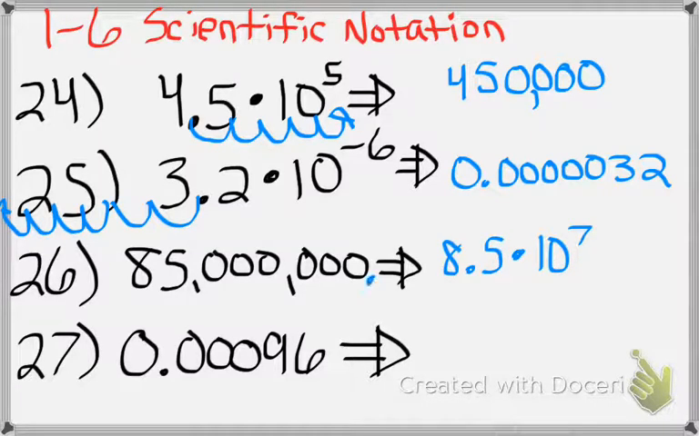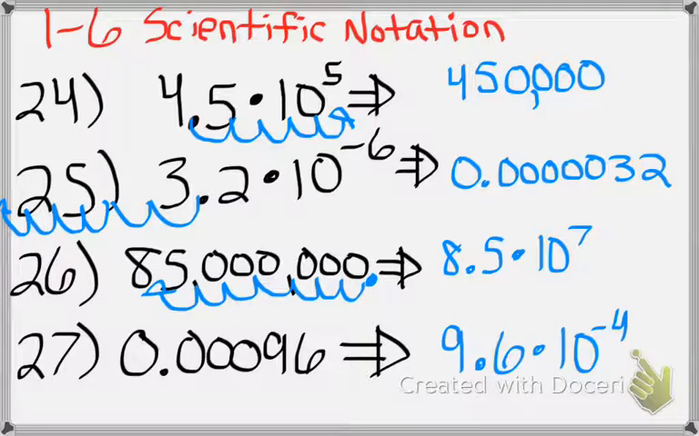8.5 times 10 to the 7th, that's because the decimal is currently here. 3, 4, 5, 6. We got to move it 7 spaces to make it 8.5. So to put it back, we got to move it to the right. When you move it to the right, it's positive 7, not negative. Hit pause and try number 27 if you have not done so already.